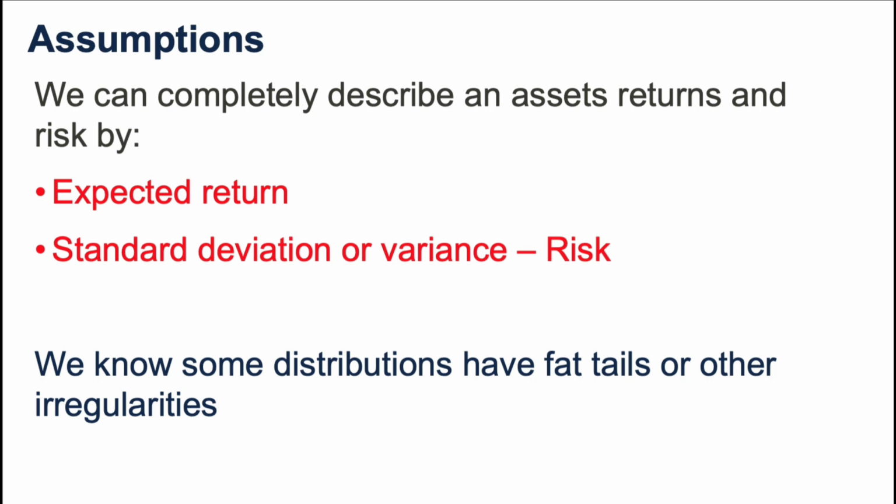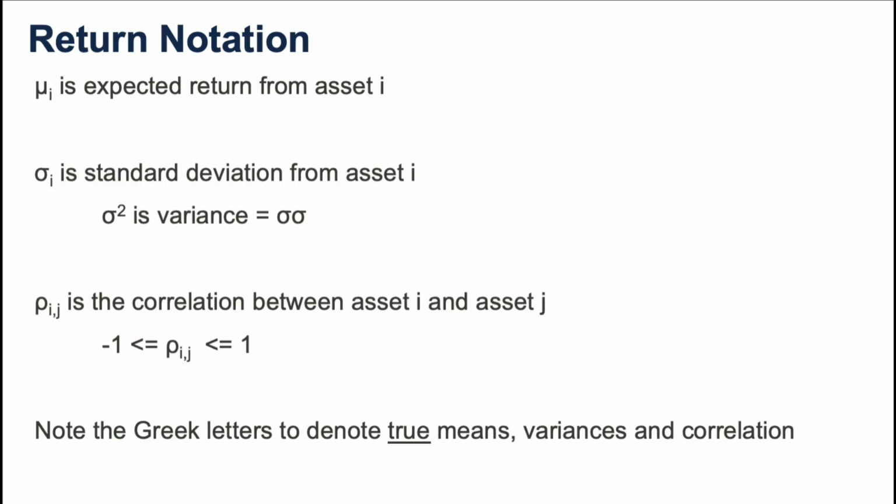We actually know that those two assumptions are not correct. There are many distributions that have fat tails or other irregularities. In fact, go look at the stock market returns that we showed in class from 1929 through 2019, and they have fat tails. All right, so we know that this isn't the best assumption, but we also know that it's what we're going to work with as we're moving forward. All right, so expected return and standard deviation are our measures of returns from our assets.